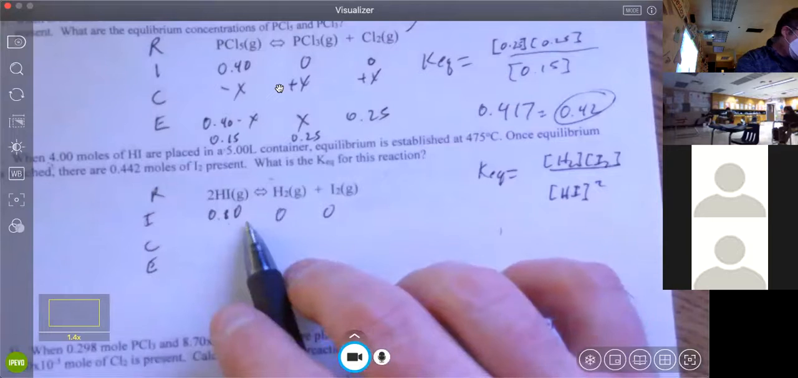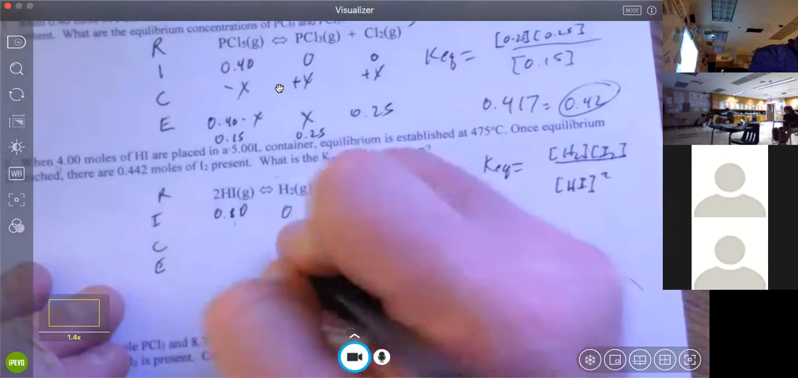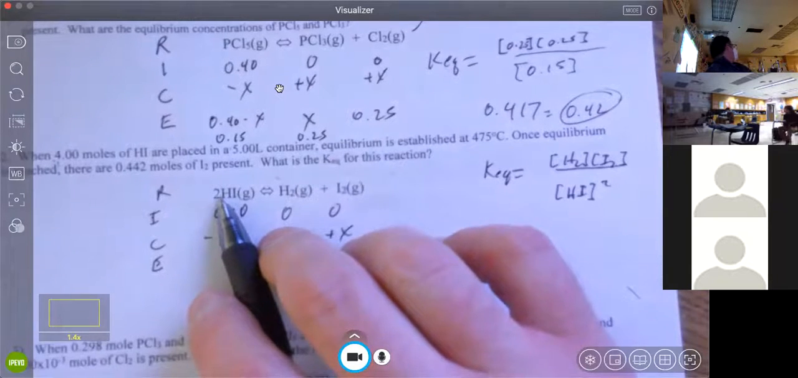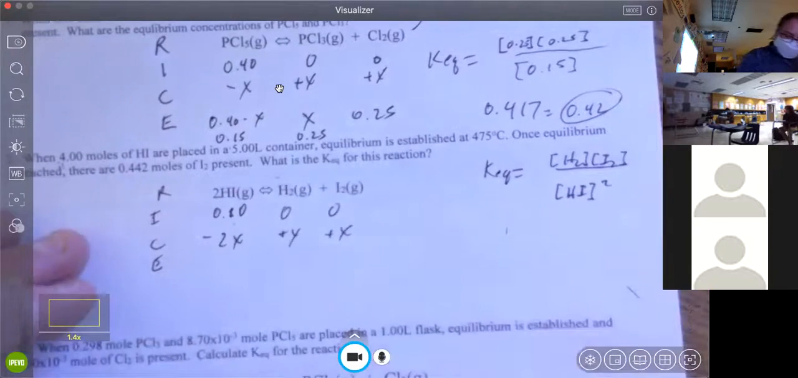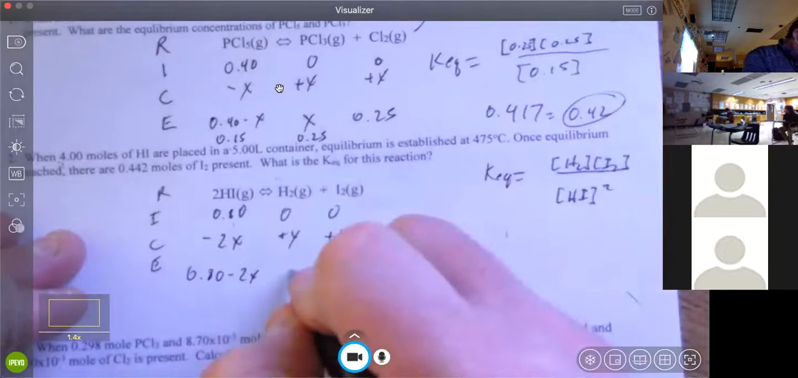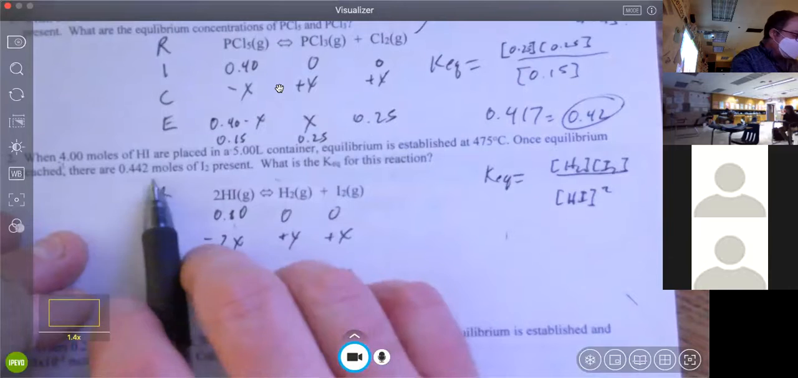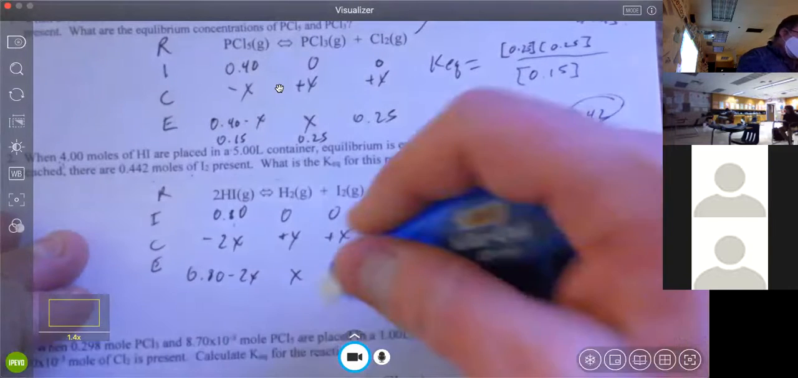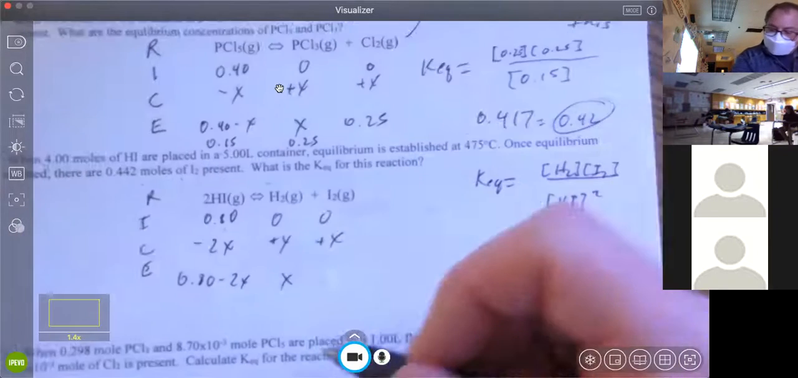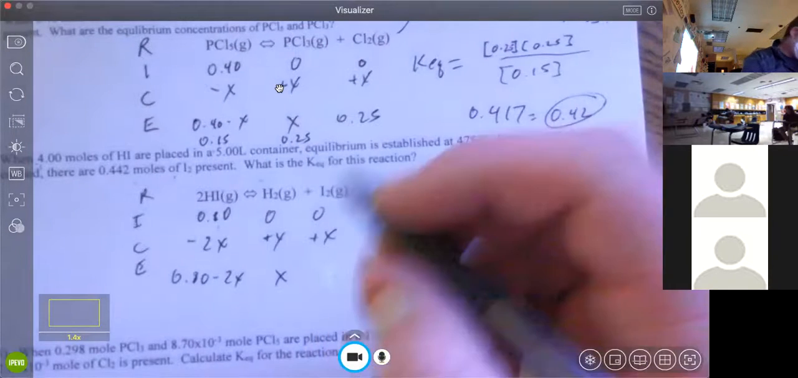Change. As change occurs, which reaction is favored? Forward. So we're going to plus x and minus 2x. Minus 2x because the coefficient here is 2. So this is 0.80 minus 2x. This is going to be x, and this is going to be x. It says once equilibrium is reached, there is 0.442 moles of I2 present. So in reality, instead of being x, this is 0.442 moles of I2. Right?